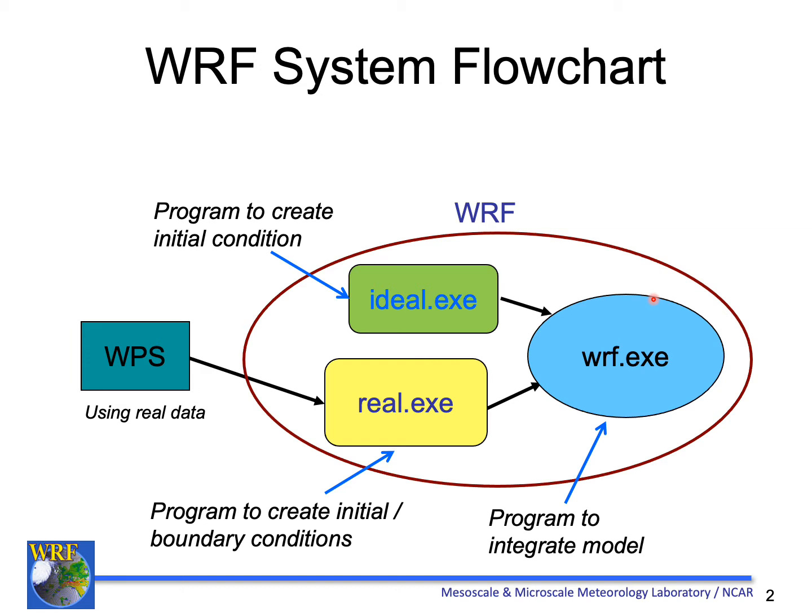If we're running the model for real atmosphere, we will first run the 3 WPS programs and prepare domain and meteorological data for the model. We will then run the program real.exe, followed by the model itself. There is another way to run the model using idealized initial conditions. This is through the idealized initialization programs.